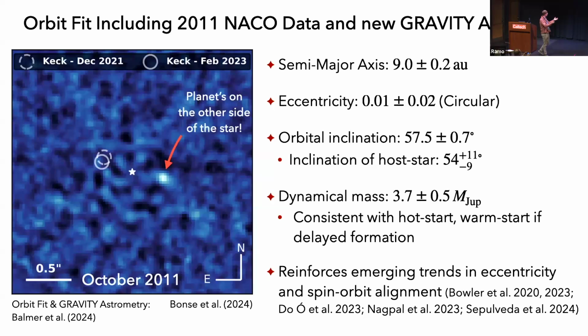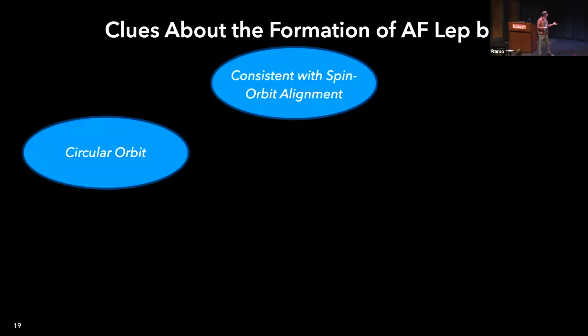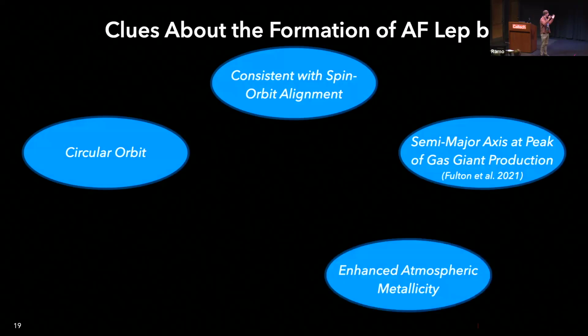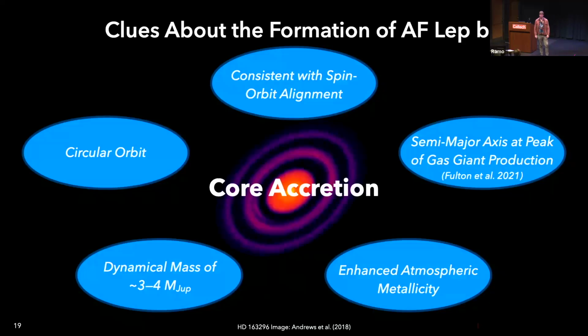In general, these eccentricity and orbital inclination results are reinforcing some of the emerging trends that we're seeing among the sample of imaged exoplanets. If we sum these pieces of evidence together: the circular orbit, an orbital inclination consistent with spin-orbit alignment, a semi-major axis of 9 AU at the peak of gas giant production, an enhanced atmospheric metallicity, and all contextualized by this direct dynamical mass measurement of 3 to 4 Jupiter masses, these pieces of evidence as an ensemble are suggestive of the planet forming through core accretion.